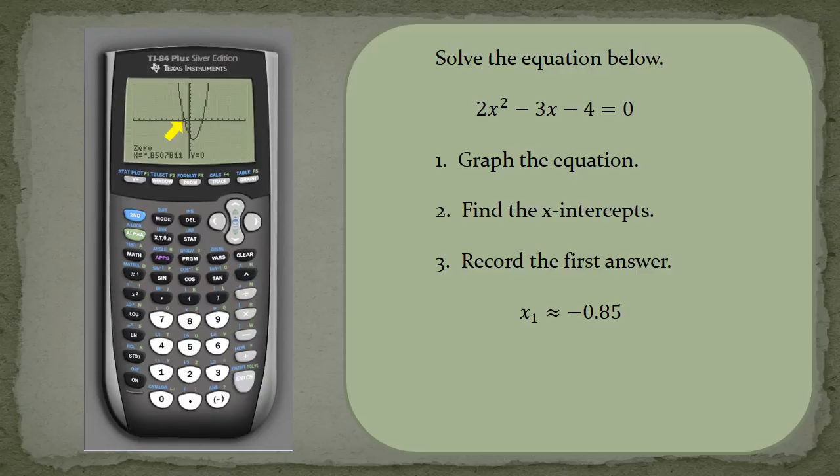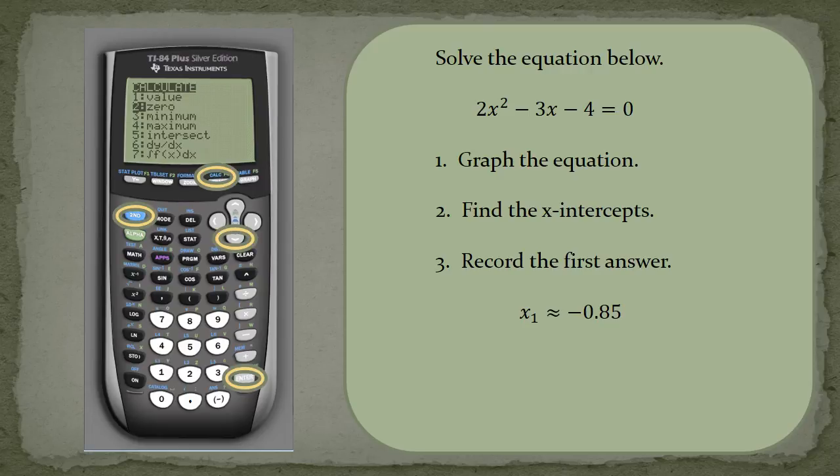If all goes well, the cursor will jump to the x-intercept you isolated between your left and right bounds and display the value. In this case, our first solution to the equation, when we round to 2 decimal places, is -0.85.